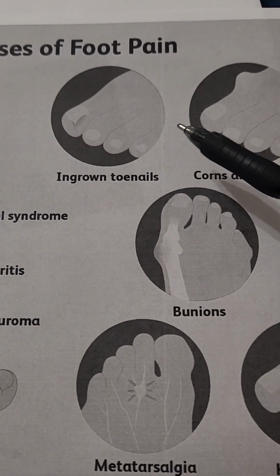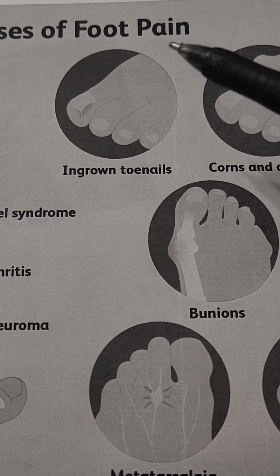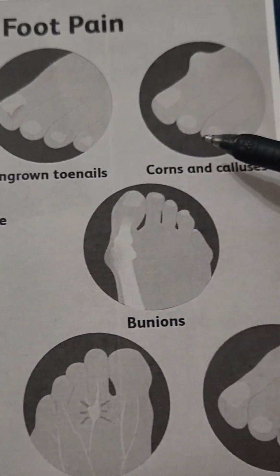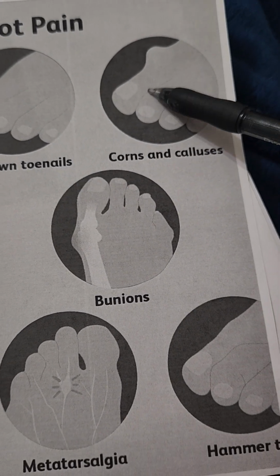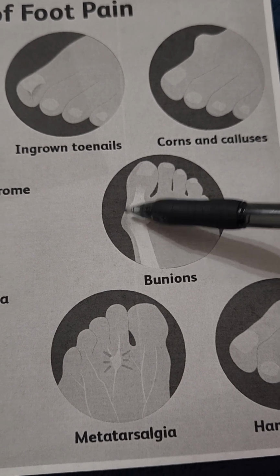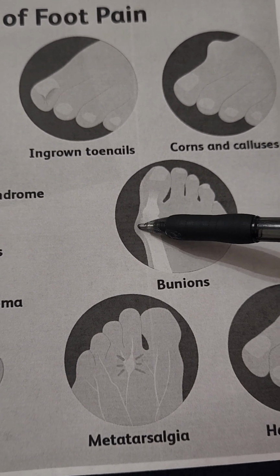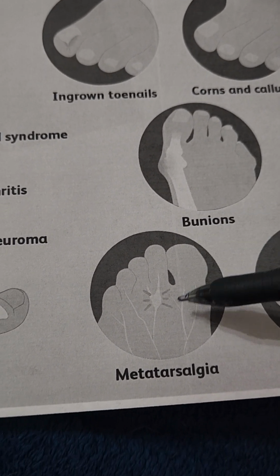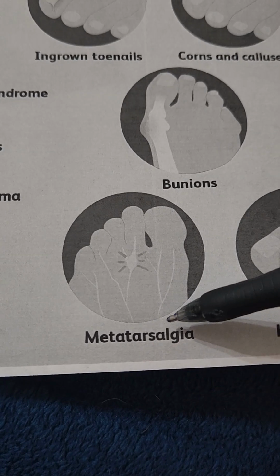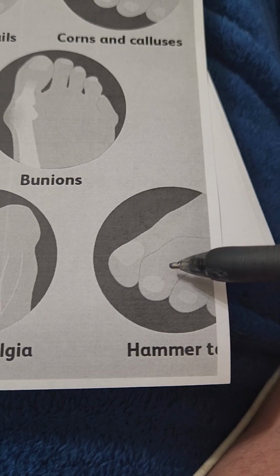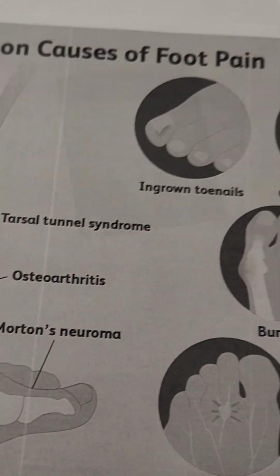I can't tell you how many ingrown toenails I've had to have removed in my life. Ingrown toenails. Corns and calluses. Bunions. If you ever had bunions, they had to be surgically removed. I have bunions myself. I just don't want to go through the surgery. Metatarsalgia. Algia means pain. Hammer toe. Hammer toe there.